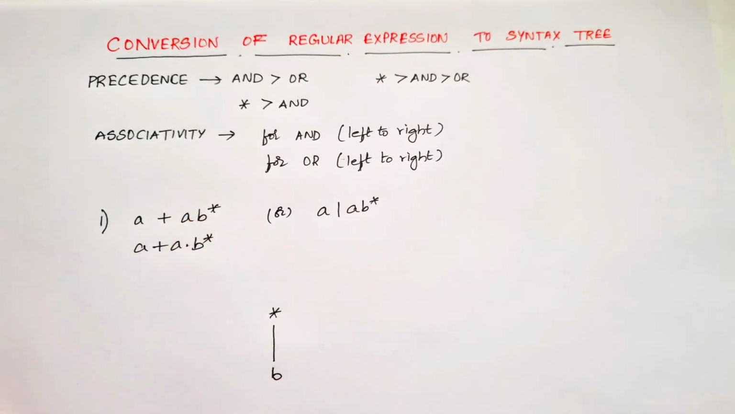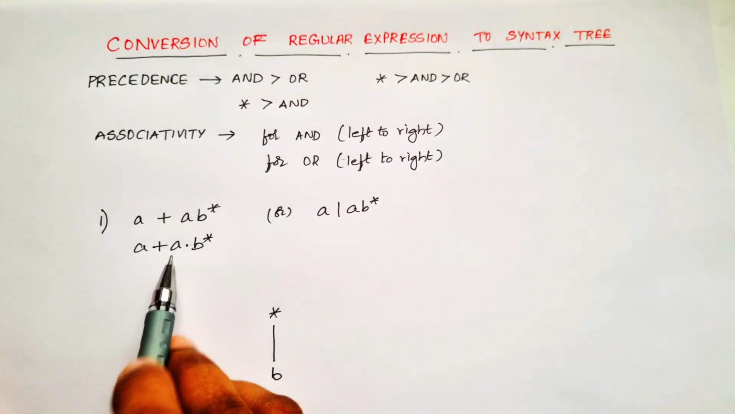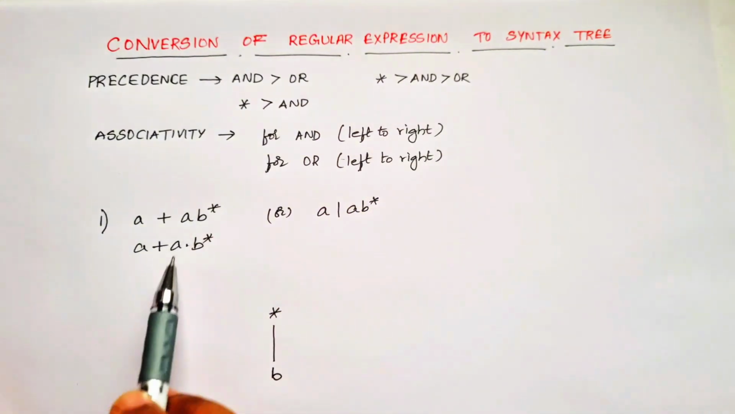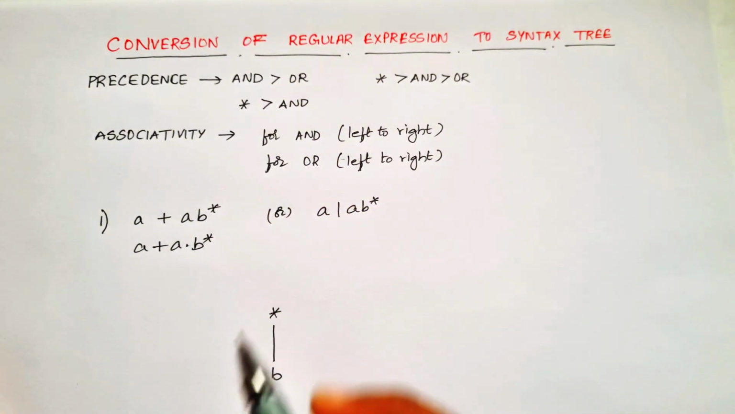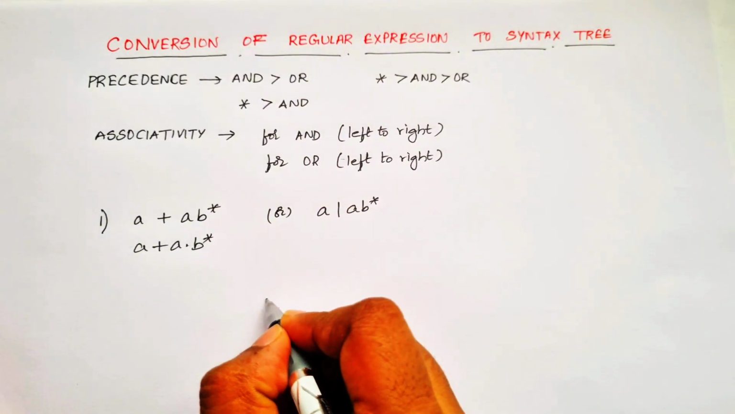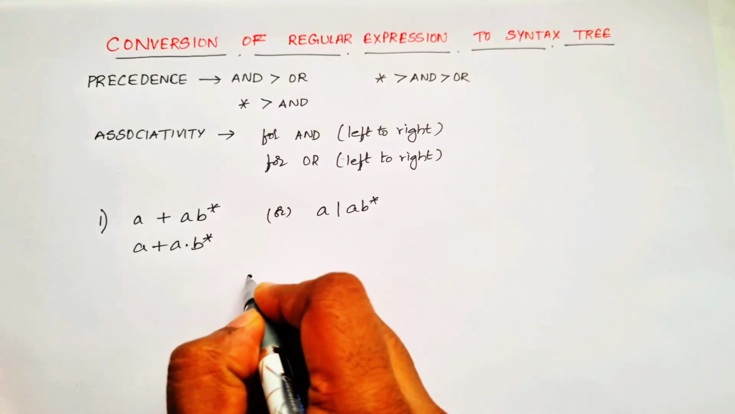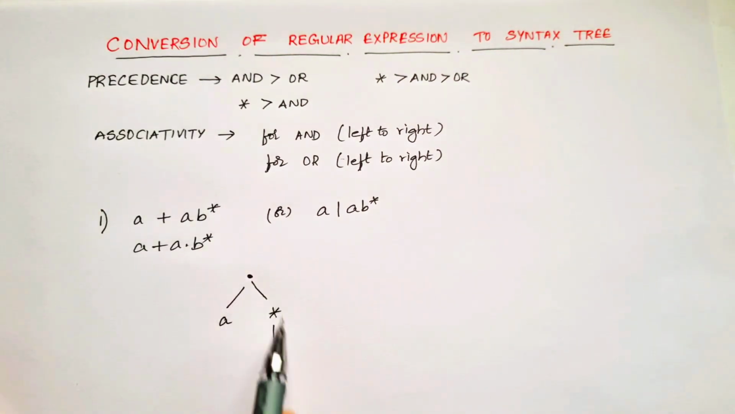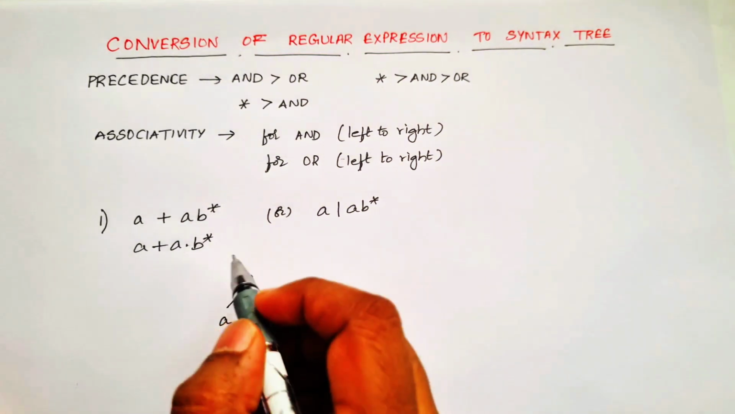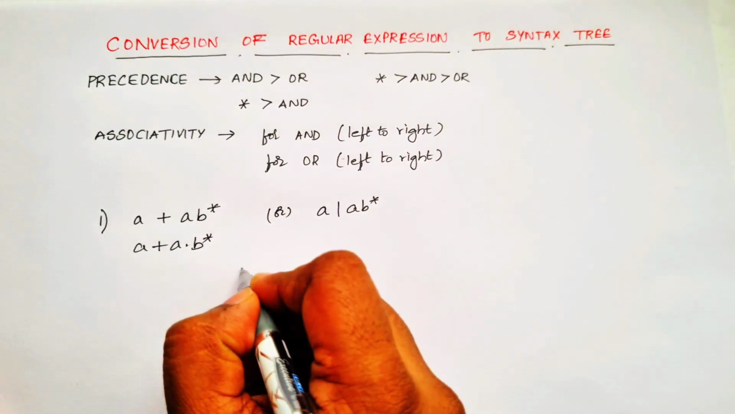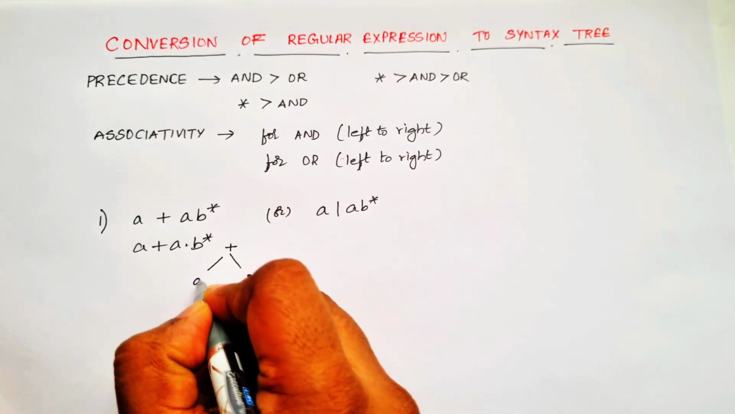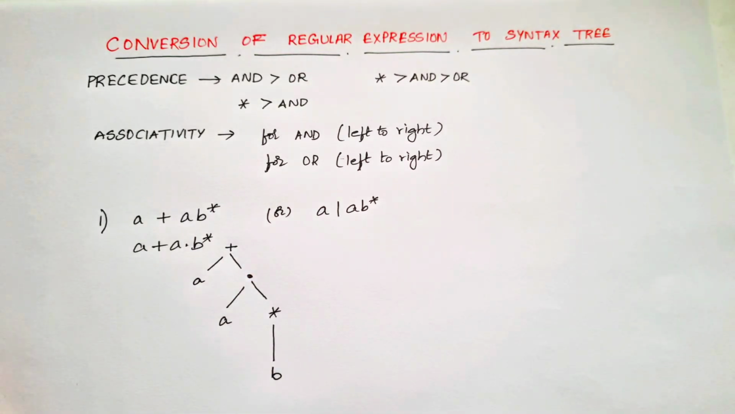Here you are doing concatenation. Next, after star, which one has higher precedence? AND, meaning concatenation dot. You will perform dot with A. See here, A dot B star. Next, you will perform OR plus with A. Got it?